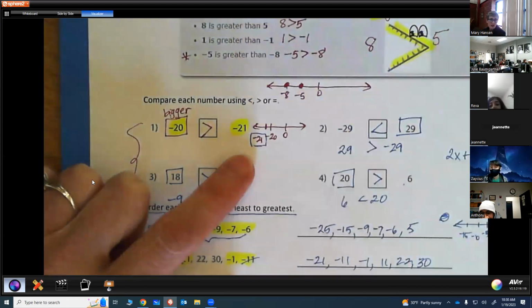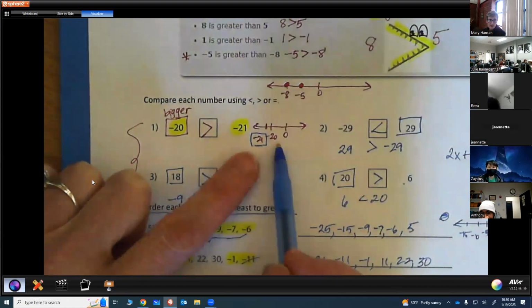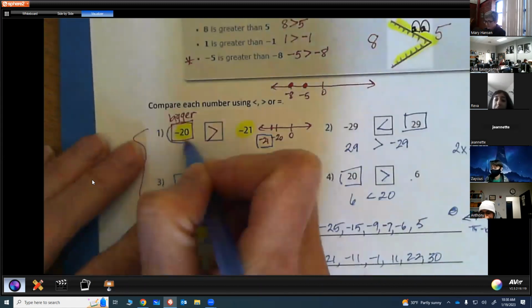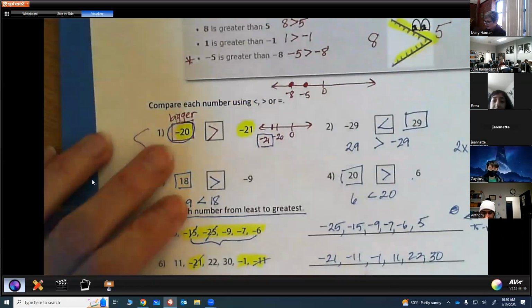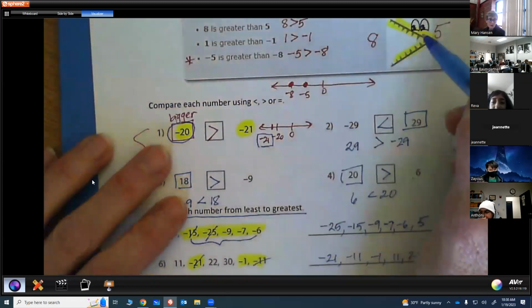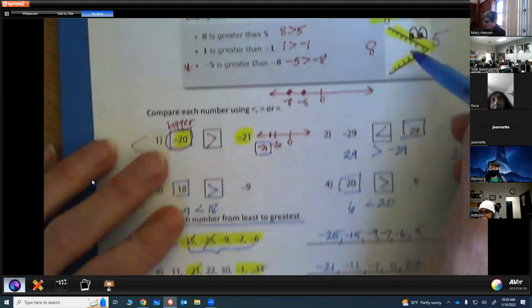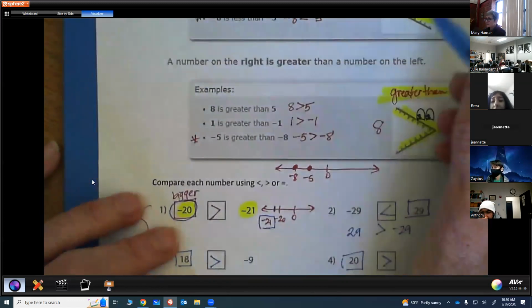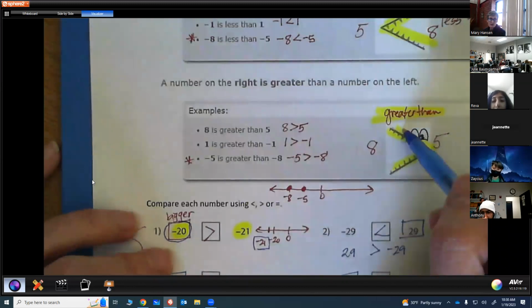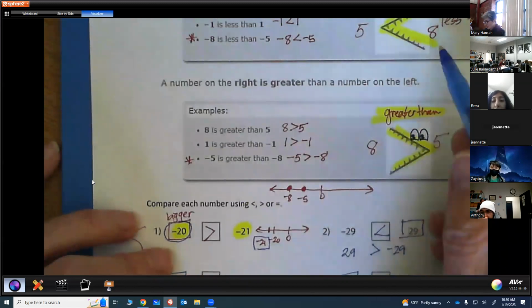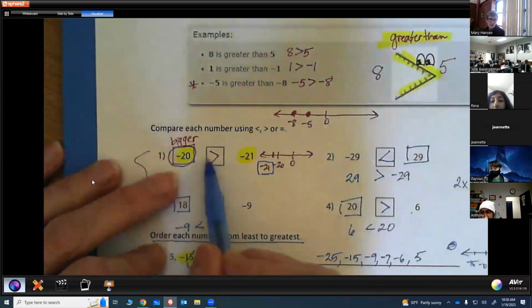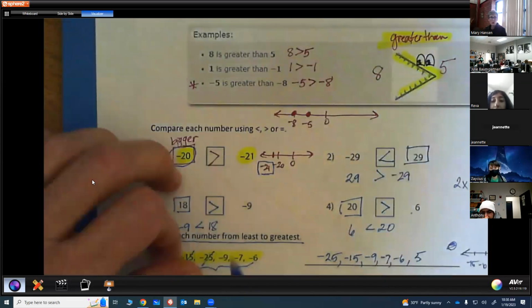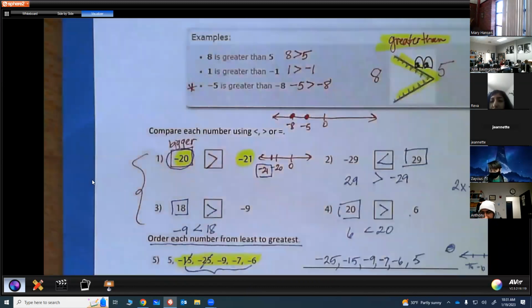-21 is going to be to the left of -20, which means that -20 is larger. And so we put a box around the larger number, and then you may recall even from your early days of school, if you think about the greater than and less than symbols as the mouth is opening to the bigger number, once you identify the bigger number, then you just do the symbol so that the mouth is opening towards the larger number.